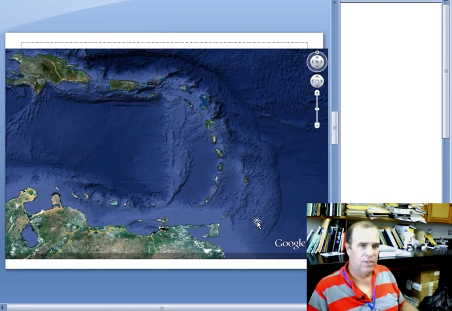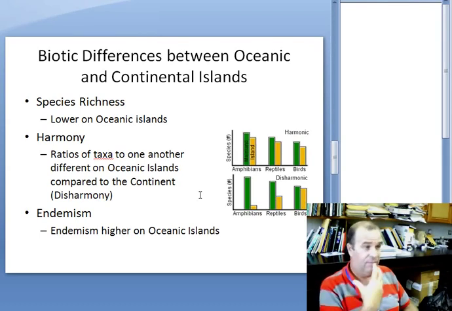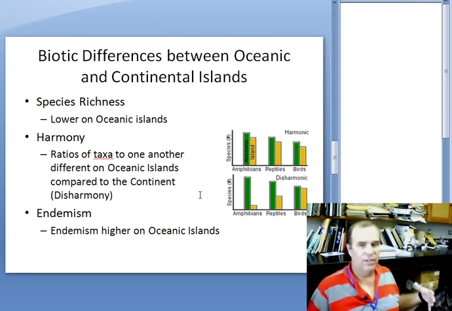So what does this mean for the biotic differences between oceanic and continental islands? Three main things: species richness, harmony and endemism. First of all, species richness. Species richness is generally lower on oceanic islands. Continental biotas are the most species rich. They have the largest area of land, so you can support many more populations of many more species.